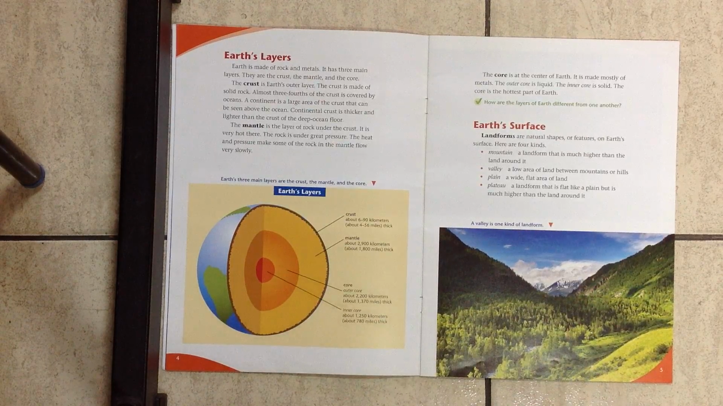The mantle is the layer of rock under the crust. It is very hot there. The rock is under great pressure. The heat and pressure make some of the rock in the mantle flow very slowly.